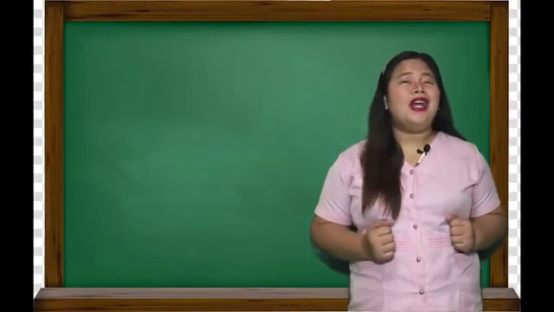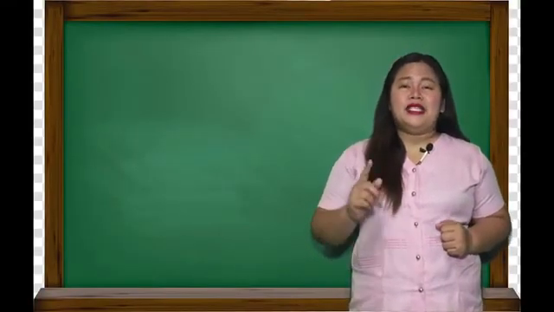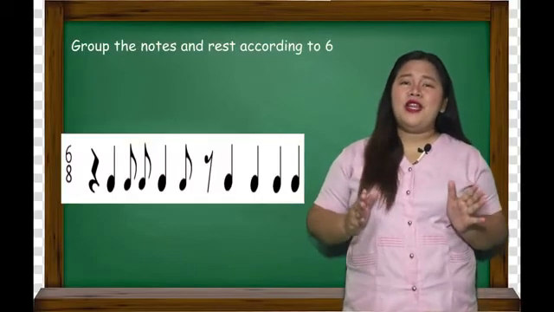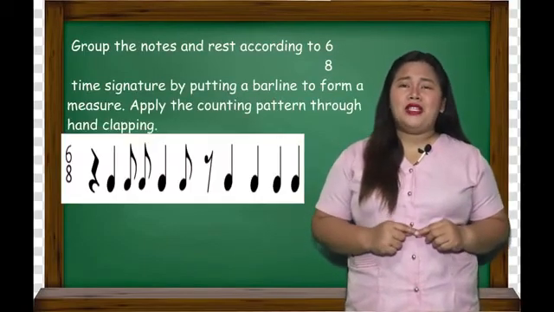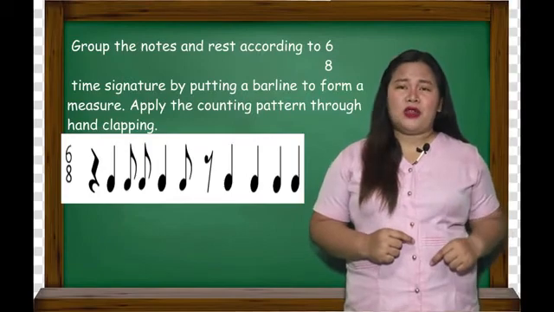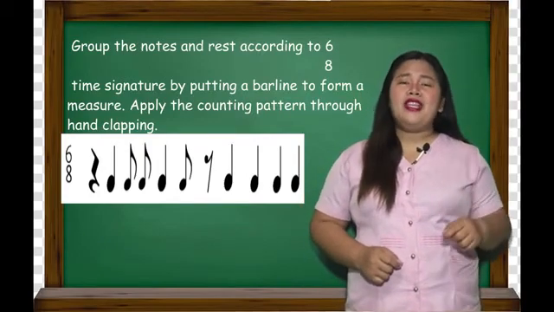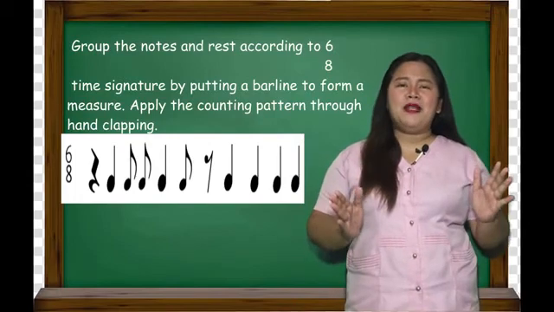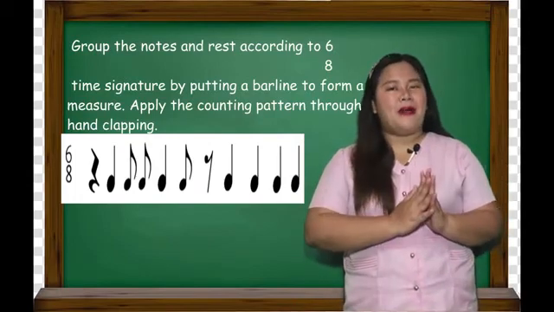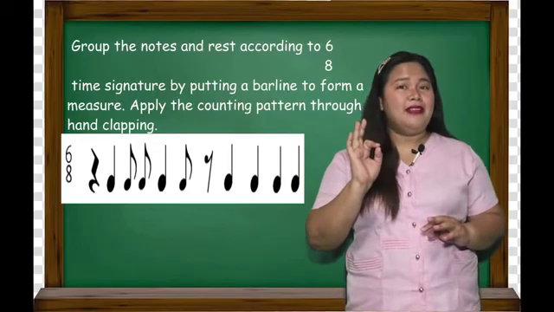Proceed to what I can do. This time, you are going to group the notes and rests according to 6/8 time signature by putting a bar line to form a measure. And then you're going to apply the counting pattern through hand clapping. Okay?